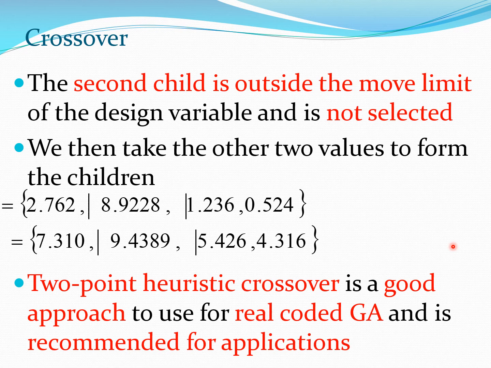So this 2-point heuristic crossover is a good way to work with real coded GA problems, and generally it is the method which is recommended as far as practical applications are concerned.